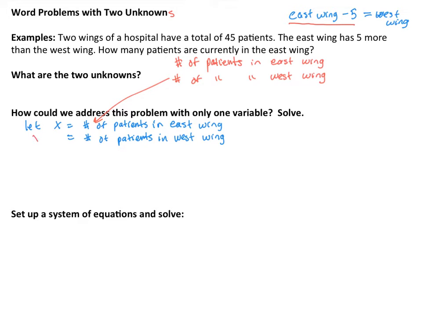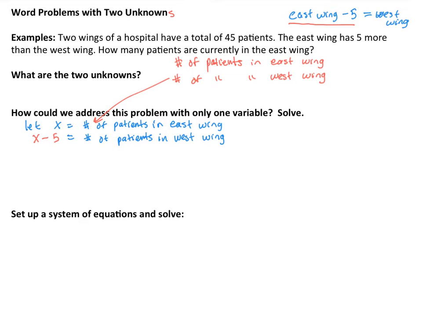The east wing is x. So let's take that x, take away 5, and now we have two quantities that represent the information in this problem. We don't know the number of patients in the east wing. We called that x. Now if I take 5 of those patients away from x, that's how many are in the west wing. I got that from the information in the problem.